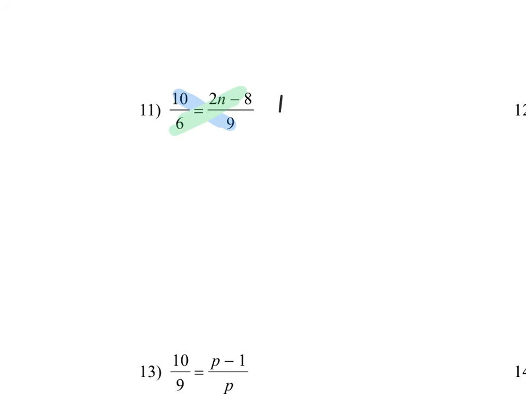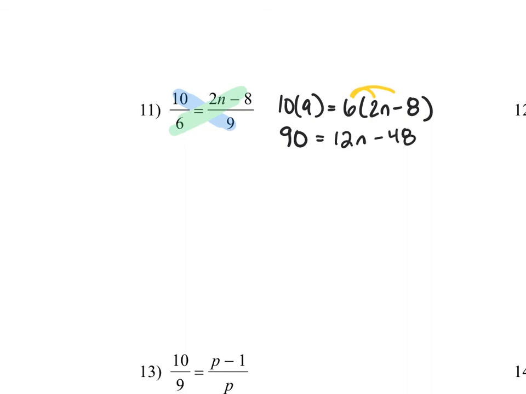So in this cross product, you end up getting 10 times 9 is equal to 6 times 2n minus 8. All right. On the left-hand side, 10 times 9 is 90. On the right-hand side, you got to take that 6 and distribute it. So 6 times 2n becomes 12n. 6 times negative 8 becomes negative 48. Okay. You got to get n by itself, but before you can get n by itself, you got to get 12n. So you have to add 48 to both sides because that undoes subtracting it. And you end up getting 138 is equal to 12n.